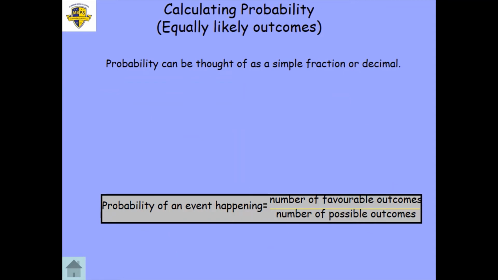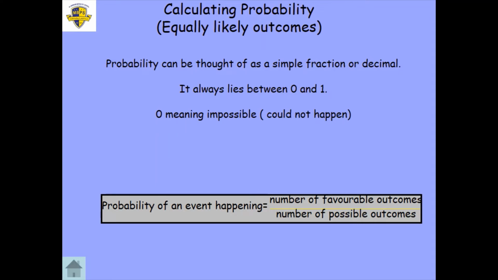As we say, probability can be thought of as a simple fraction or decimal. It always lies between 0 and 1. 0 meaning impossible, could not happen, and 1 meaning certain, will definitely happen.